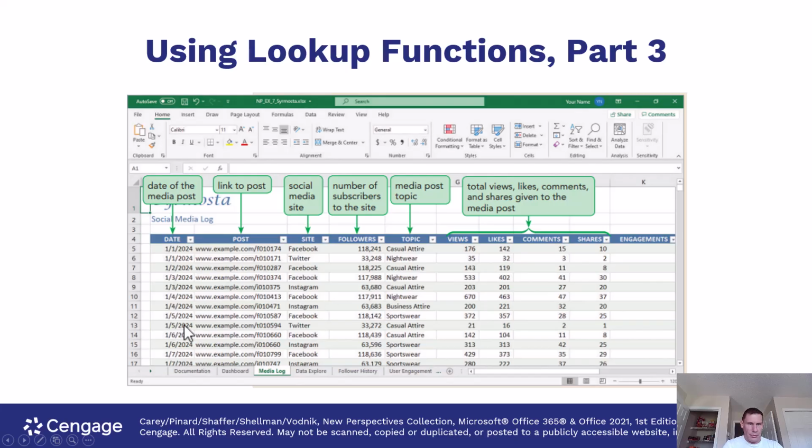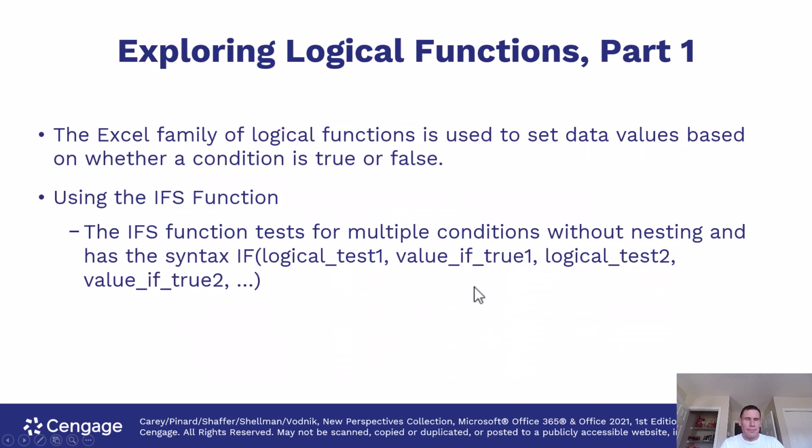So here we can see an example. We have the date of the media post, the URL link to the post, social media site, number of subscribers, the media post topic, and then the total views, likes, comments, and shares that are given to the media post. So obviously this has taken a bit of a marketing bent.